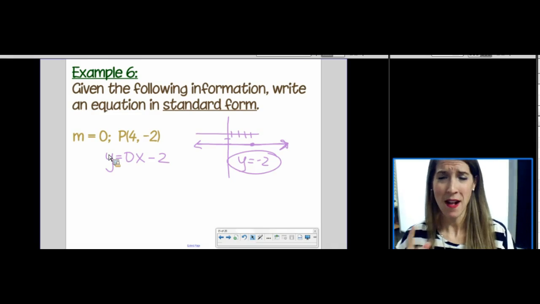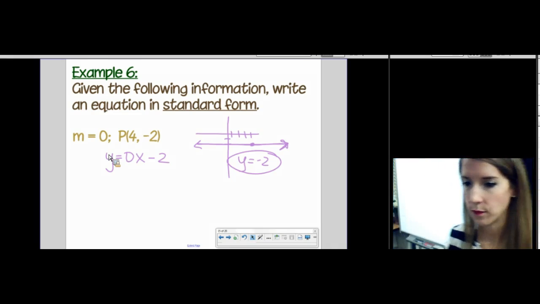All the forms are the same. That's standard form, it's slope-intercept form, it's all of the forms. y equals -2, end of story.